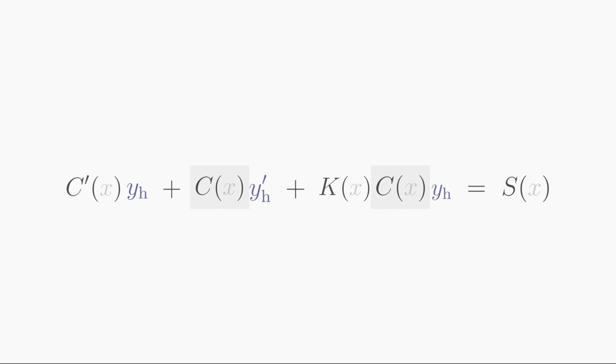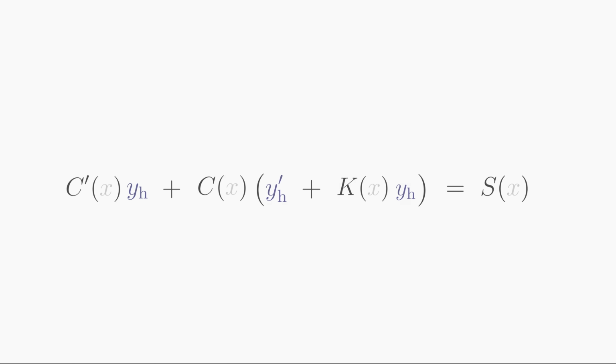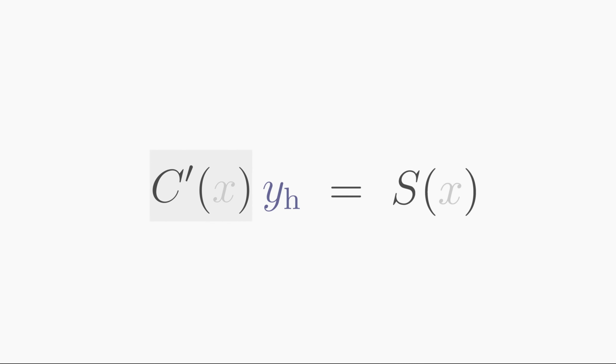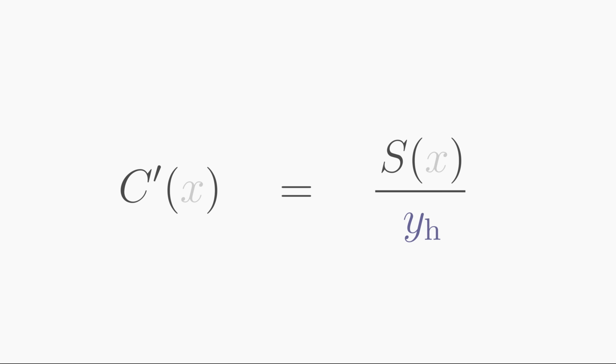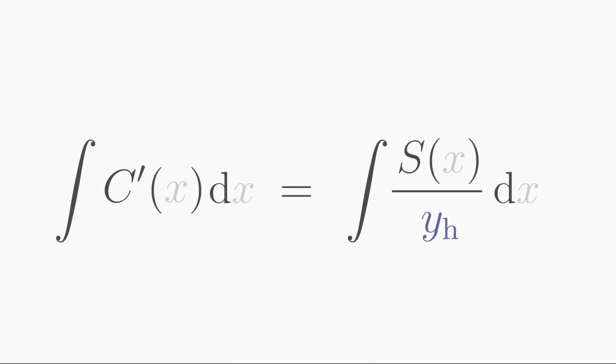If you just factor out c of x, you might see why this approach is so awesome. In parentheses is the homogeneous differential equation, which is 0, so we can omit this term completely. You can now rearrange the equation for the unknown coefficient c prime. Now, to eliminate the derivative c prime, we have to integrate both sides over x. We cannot integrate the right side concretely because s is different depending on the problem. Therefore, we leave the right side unchanged.